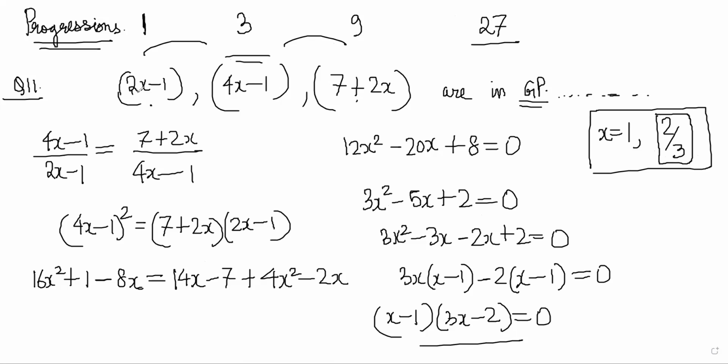So now if you put 2 by 3, see what happens. 4 by 3 minus 1 is 1 by 3, first term. Second term is 8 by 3 minus 1, so that is becoming 5 by 3. And the next term will be 7 plus 4 by 3, which is 21 plus 4, 25 by 3, right? So the next term after that will be multiply this by 5 again. So 125 by 3, right? 125 by 3 will be in the option.